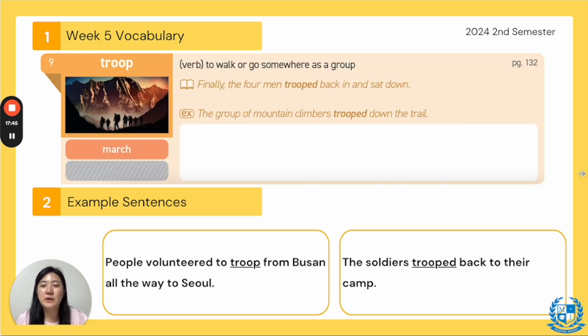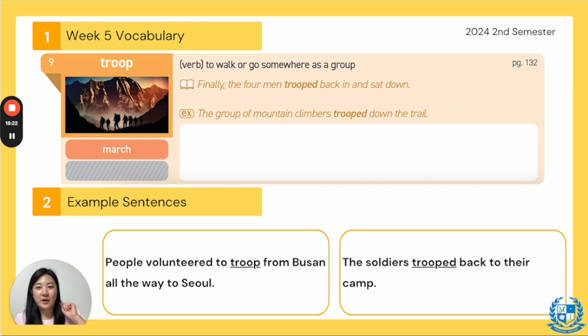Number 9, the word is troop. Everyone say troop. And the synonym is march. It is a verb and it means to walk or go somewhere as a group though. So it's not just you walking by yourself or going somewhere by yourself. To troop here means to go to a different place with a large group. And in the book it says, finally, the 4 men trooped back in and sat down. So they went and sat back down on their seats.